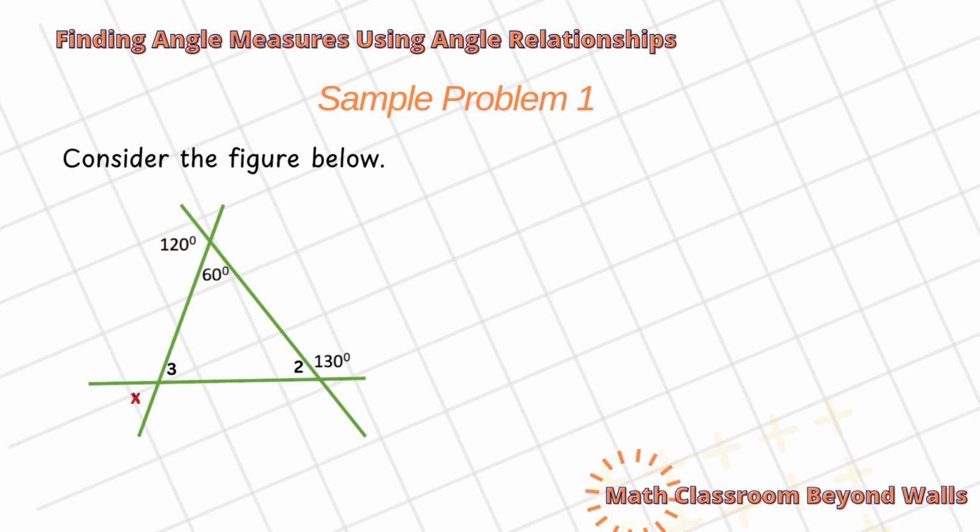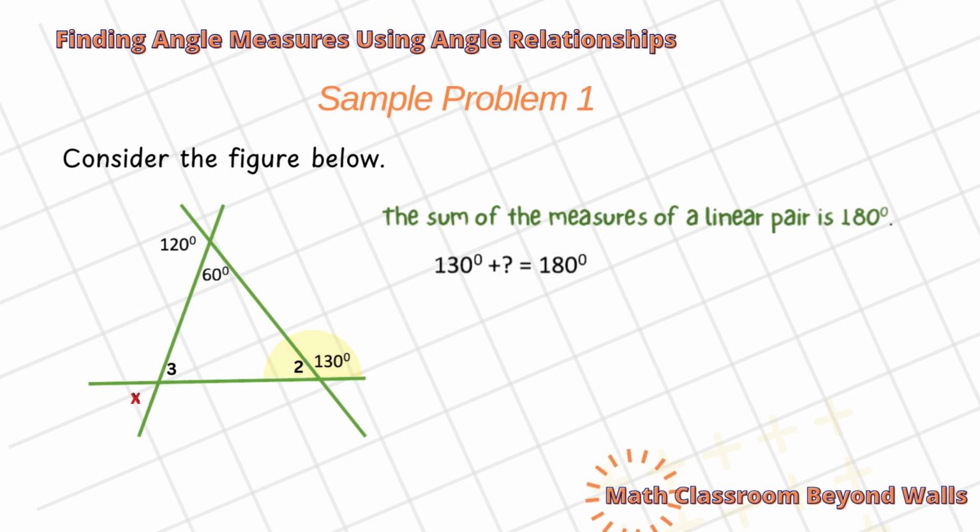We do the same with angle 2. The angle with a measure of 130 degrees and angle 2 is a linear pair. So their sum is also 180 degrees. What number when added to 130 gives 180? You are correct, 50. So angle 2 is 50 degrees.